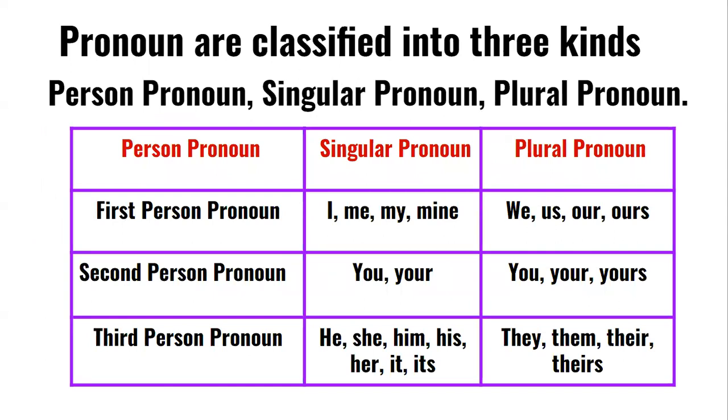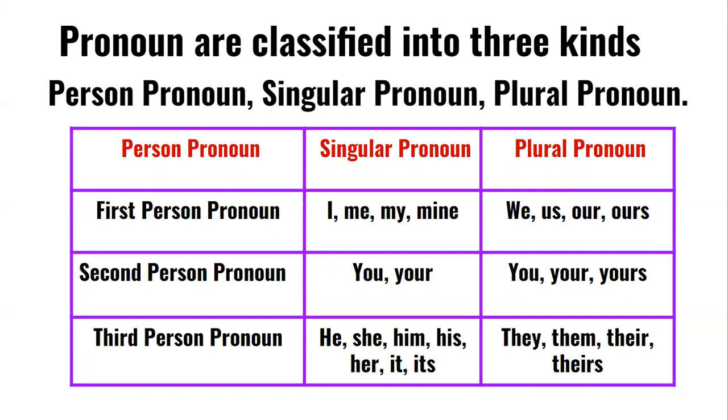Pronoun. Pronouns are classified into 3 kinds: person pronoun, singular pronoun, and plural pronoun. Person pronoun would be first person pronoun, second person pronoun, and third person pronoun. The singular form of first person pronoun would be I, me, my, mine, and the plural form of first person pronoun would be we, us, our, ours.